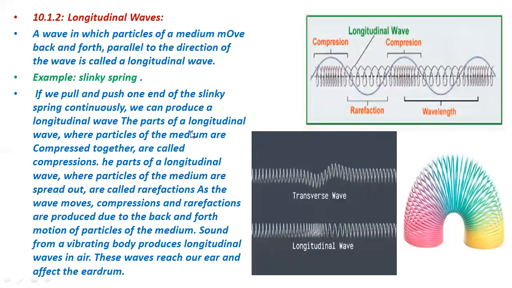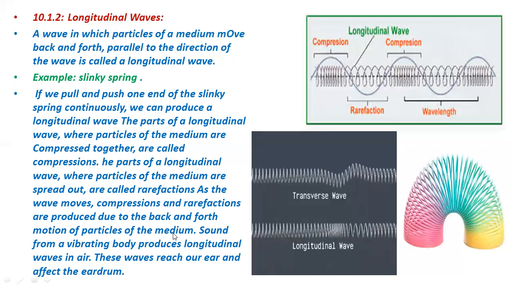The parts of a longitudinal wave where particles of the medium are compressed together are called compressions, and the parts of a longitudinal wave where particles of the medium are spread out or farther apart from each other are called rarefactions. As the wave moves, compressions and rarefactions are produced due to the back and forth, forward and backward motion of particles of the medium.